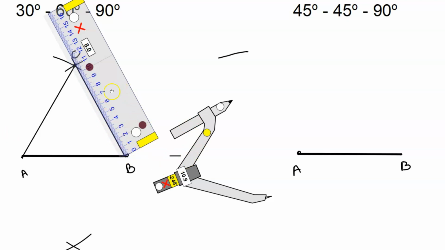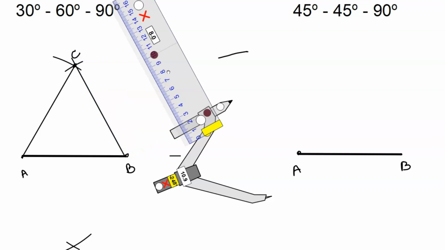All right. What we've just created is a perfect equilateral triangle. So that's 60 degrees, that's 60 degrees, and that's 60 degrees. Well, what we want is a 30, 60, 90. That is 60, 60, 60. So we need to drop that 90-degree angle in there.